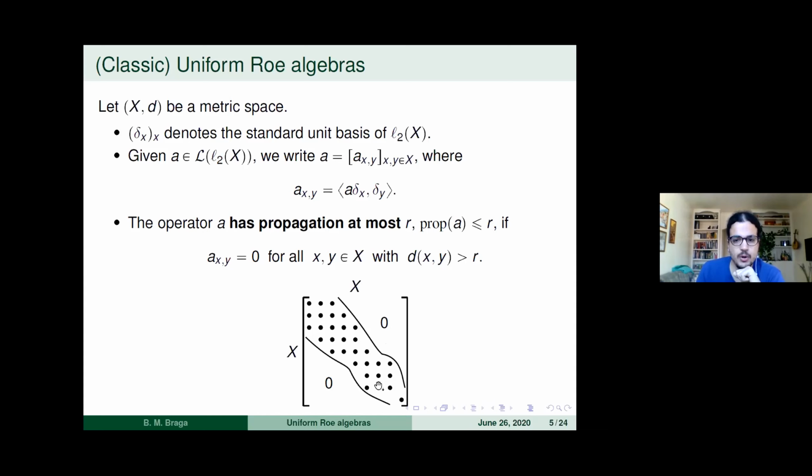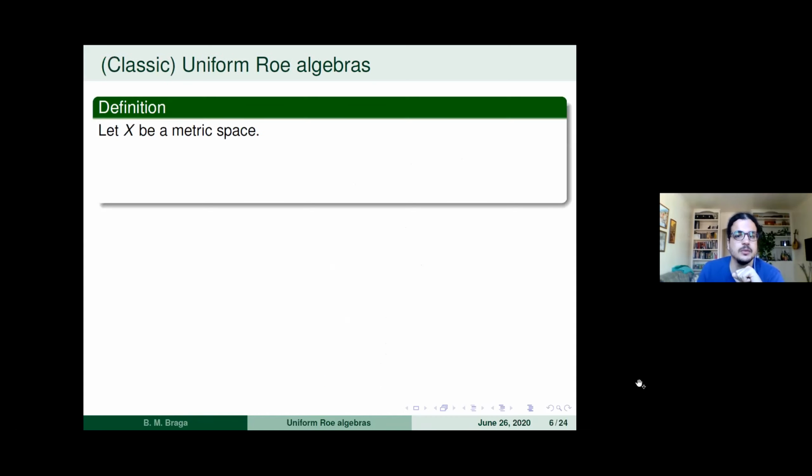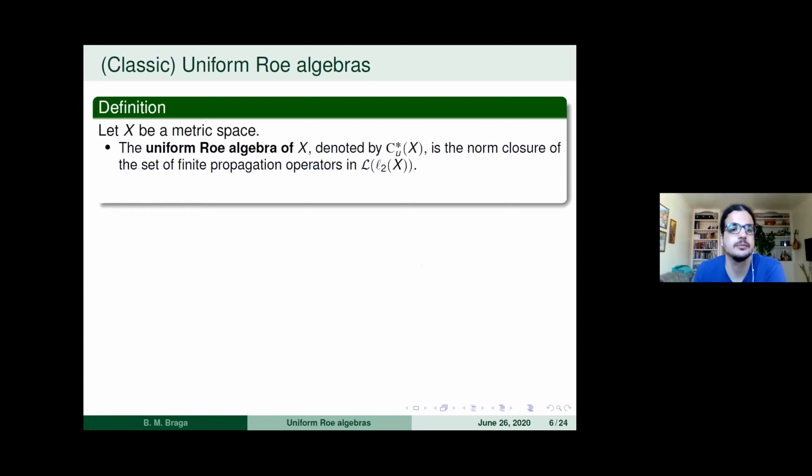And the uniform Roe algebra is just the closure of all such operators, the norm closure inside of B(ℓ²). So this is what I have written here. The uniform Roe algebra of X, which we call C*_u(X), is the norm closure of all the finite propagation operators. And those operators are sometimes called band-dominated operators. So this is just for curiosity.